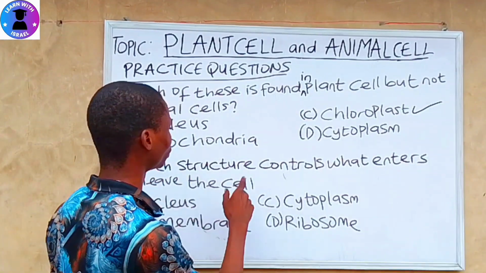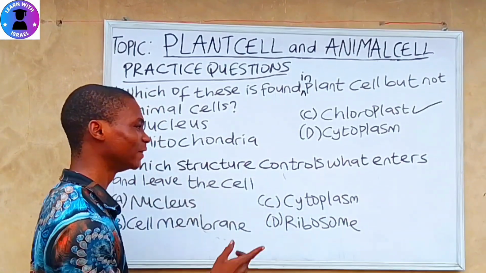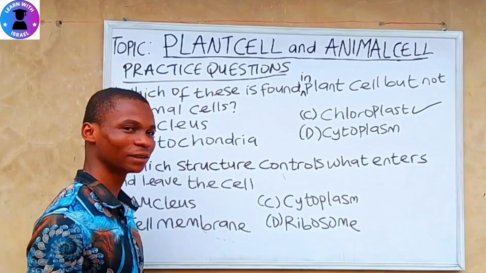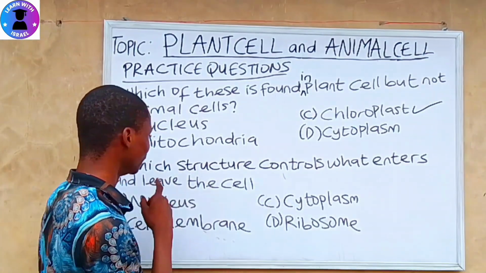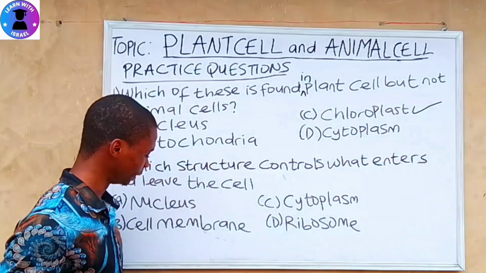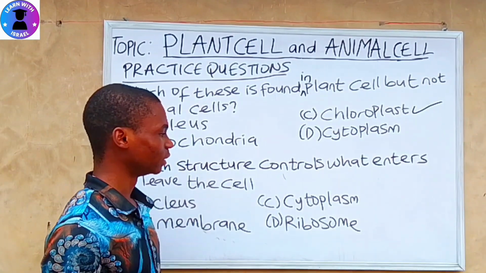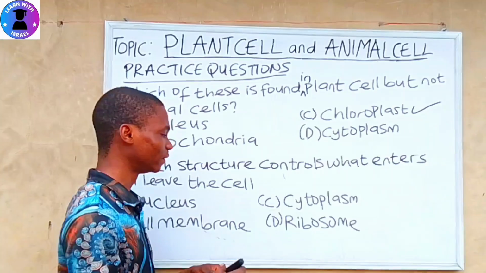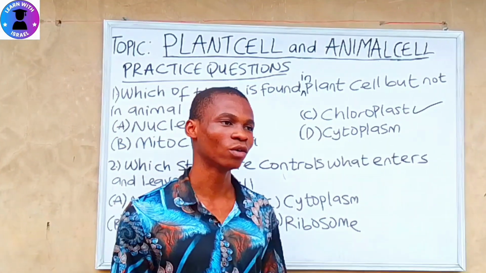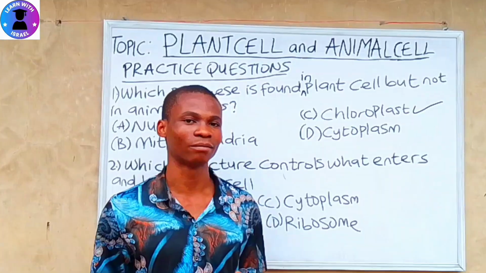Question 2. Which structure controls what enters and leaves the cell? I hope you remember the function when I was explaining it. The correct answer is the cell membrane, which controls what enters and leaves the cell. I explained it both in plant cell and in animal cell with the aid of a diagram.